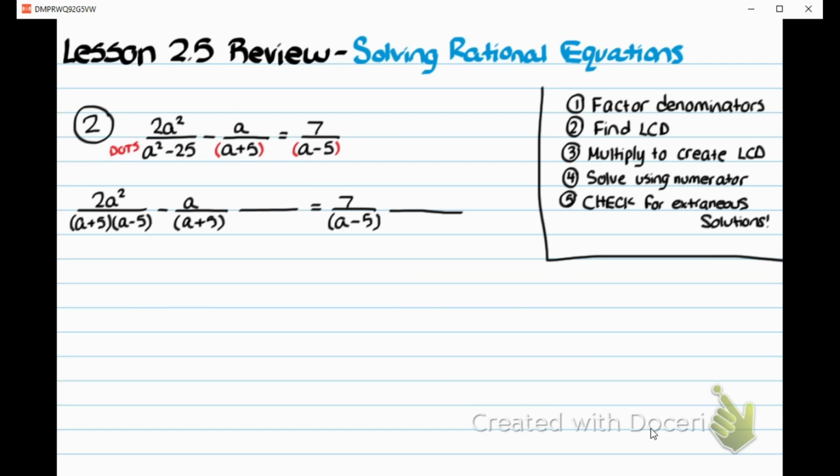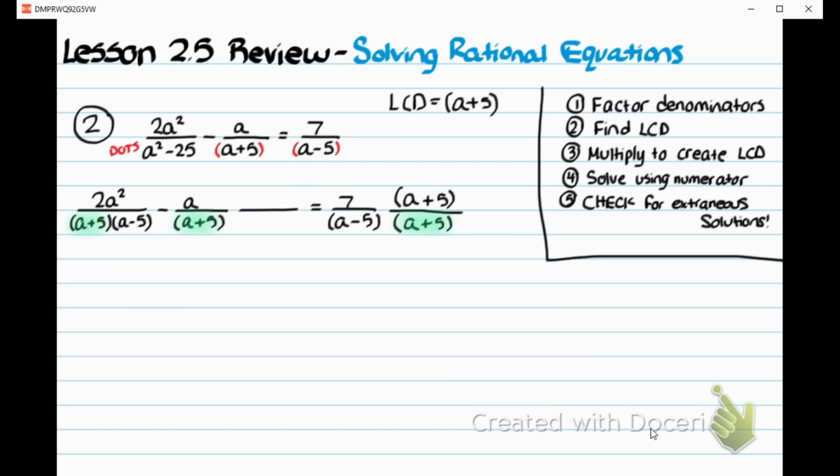So if I use my matching game and I match up what are the common factors, the first fraction has an a plus 5, the second fraction has an a plus 5, but my third fraction is missing an a plus 5. So I'm going to multiply it into the numerator and the denominator. Okay, so now all three fractions have a plus 5. So that's the first part of my LCD, is that they all have a plus 5.